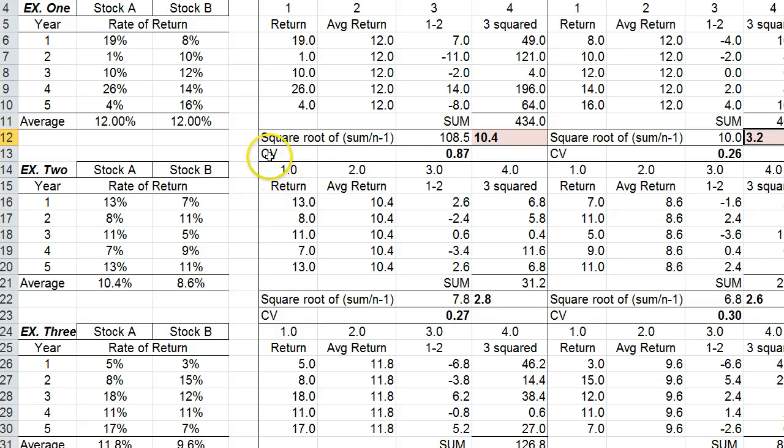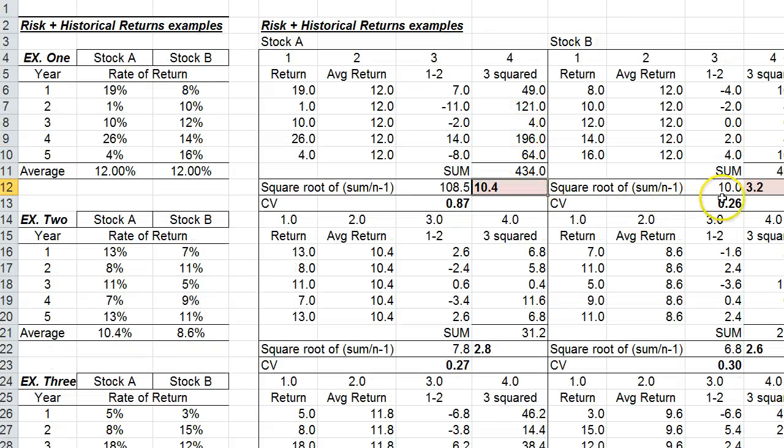Now, in this case, you would not have to calculate a coefficient of variation because the average returns are identical. But if you do calculate the coefficient of variation, you're going to get the same results as the standard deviation because the returns are identical. So in this case, if the standard deviation is higher in stock A than stock B, then the coefficient of variation will always be higher in stock A than in stock B. Okay, so that should be enough of an explanation.